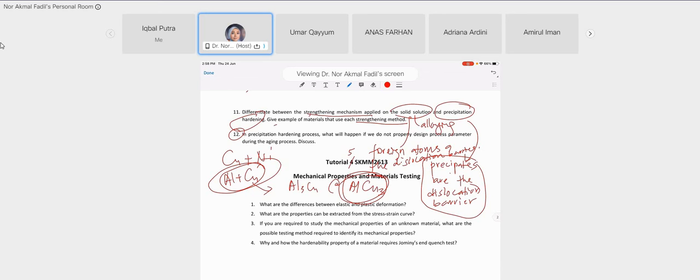Okay, number 12. In the precipitation hardening process, what will happen if we do not properly design the process? Okay, the process parameters during the aging. So now we talk about precipitation hardening.